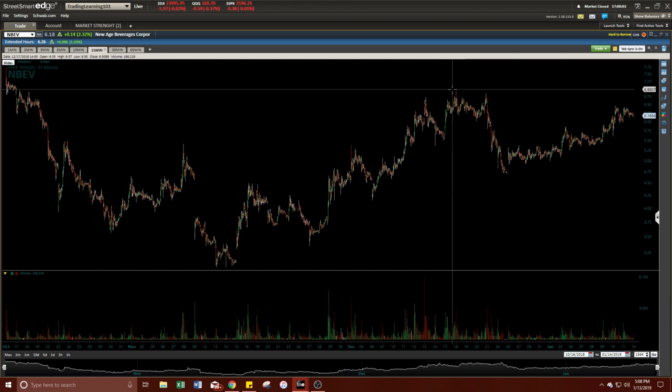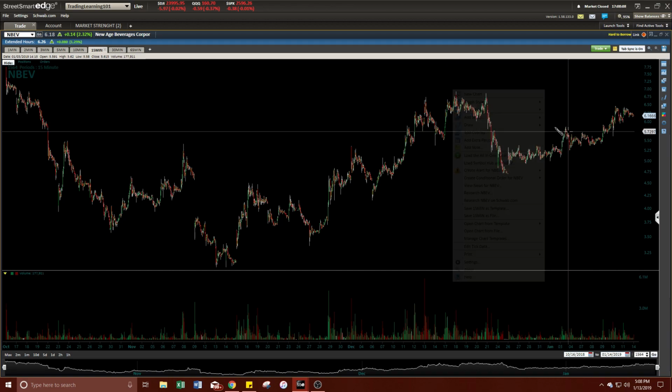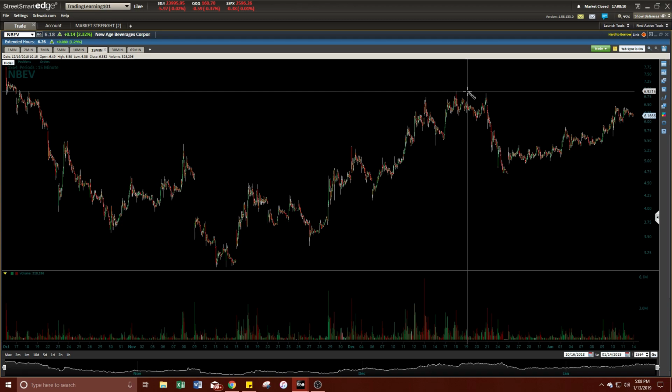So the $7 area still. And you can just see how it all comes together the more time frames you look at. You can clearly see $7 is a big resistance area for this. Right here, somewhat right here, and then all the way back right here and right here.